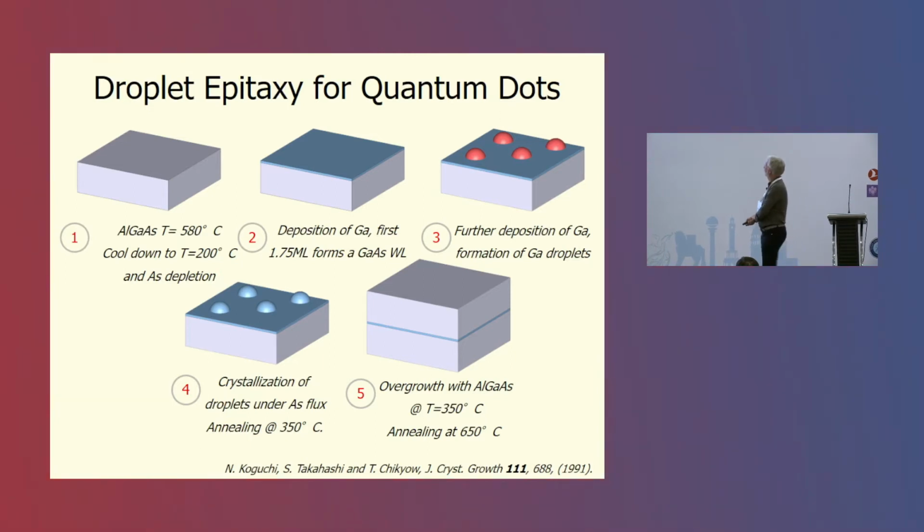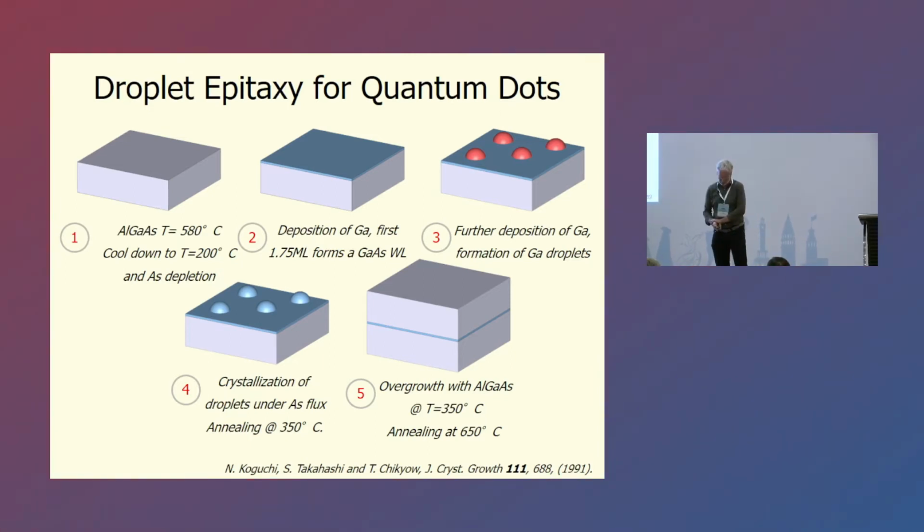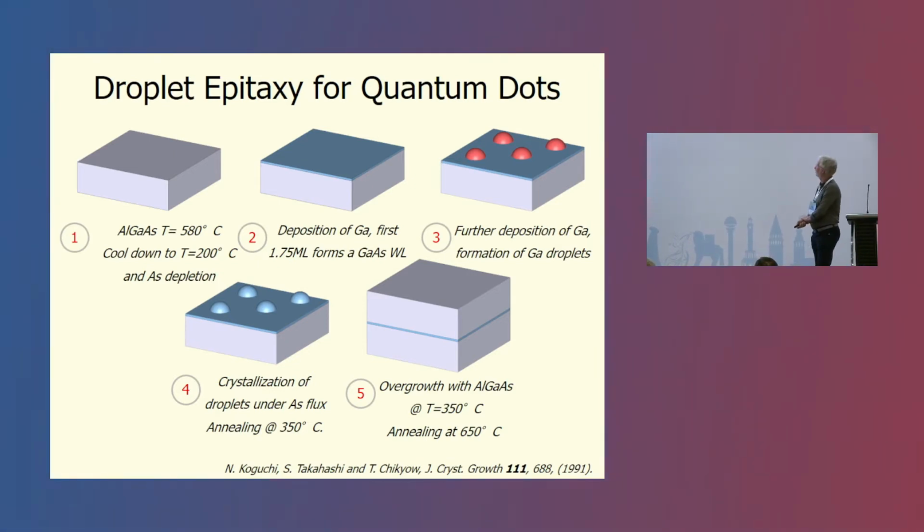In this presentation, I want to focus on dots that have been grown by droplet epitaxy. And that's a more advanced technique than what I just described to you. And in the case, for instance, of gallium arsenide quantum dots in aluminium gallium arsenide, the technique works as follows. First, you grow your aluminium gallium arsenide at standard growth conditions. We cool down the surface to something like 200 degrees centigrade. We remove the arsenic flux. That is very important. Then we deposit pure gallium. And there is enough gallium that actually droplets of gallium will form on the surface.